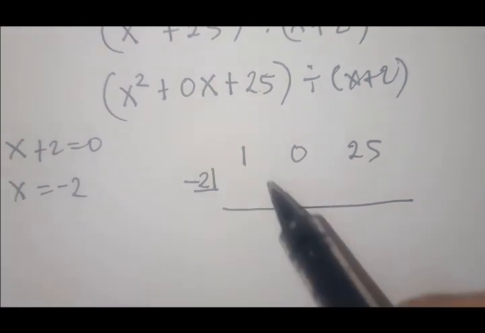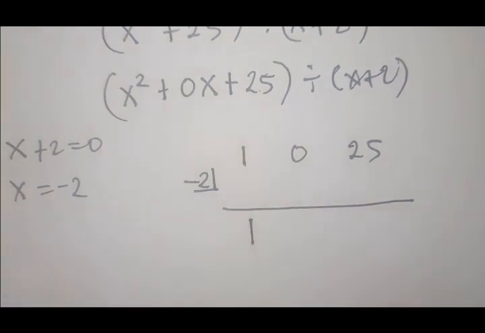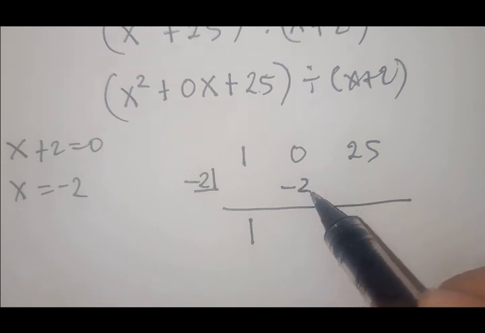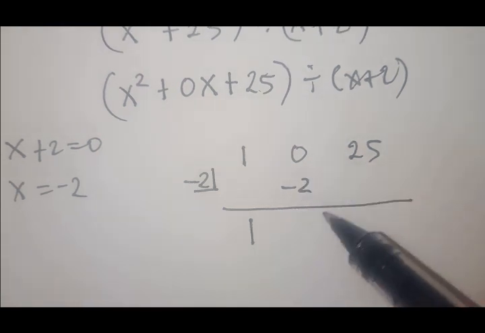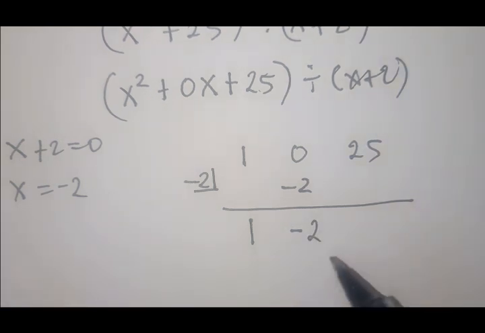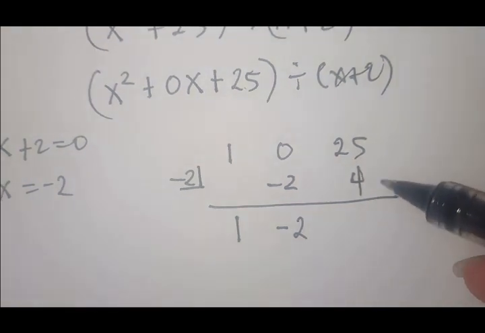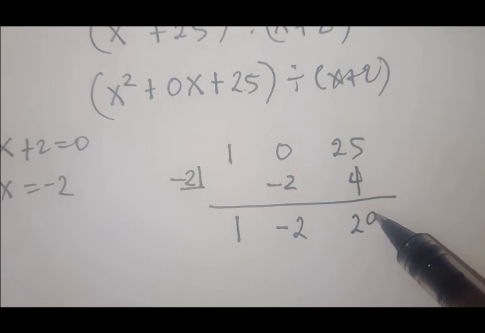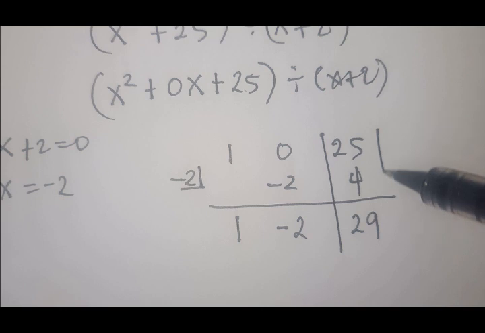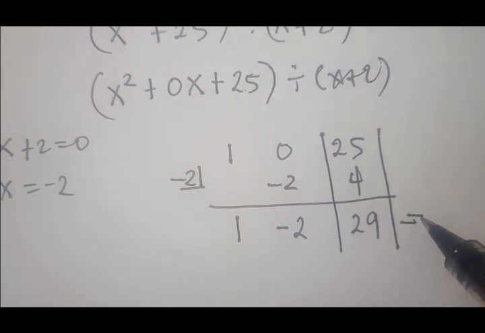So again, bring down lang natin yung first term. Then, let us try to multiply this. 1 times negative 2 will give you negative 2. 0 plus negative 2 is negative 2. Negative 2 times negative 2 is positive 4. 25 plus 4 is 29. Again, this part, okay, is your remainder.